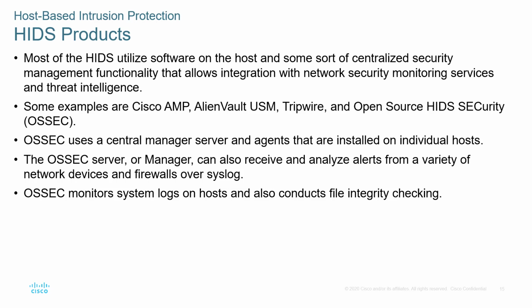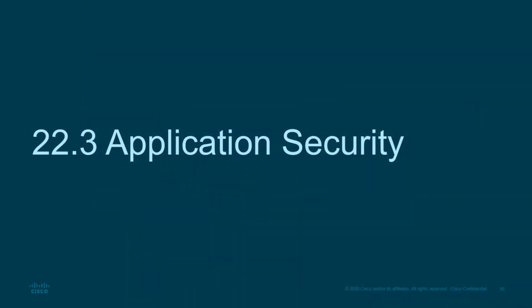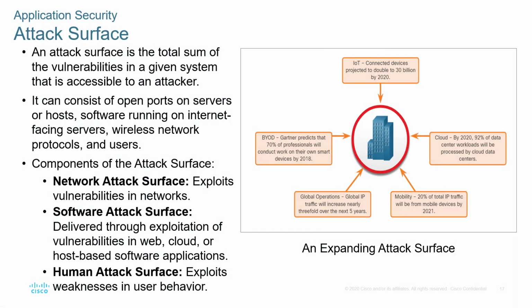Alright, now let's talk about application security. Because when we talk about devices, it's not always about the hardware. Alright, so attack surface. This is going to be the total sum of the vulnerabilities for a given system that is accessible to an attacker. So when we talk about an attack surface, it's what from a system can the attacker actually target. The more we expose, the more the attackers can actually target.